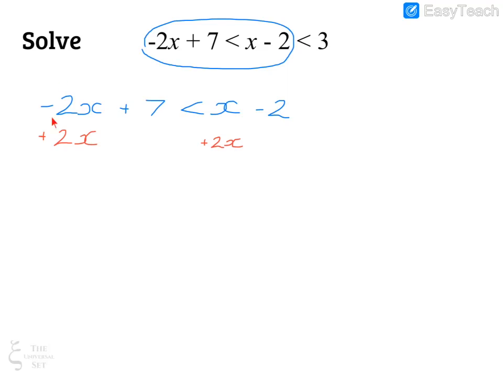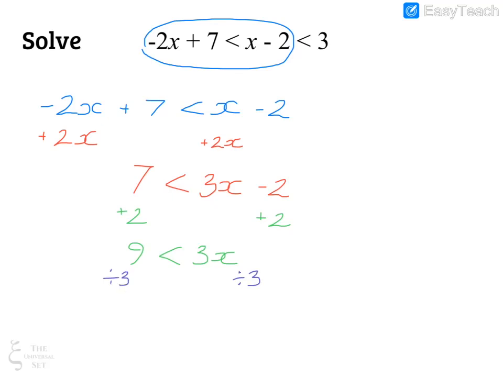So I had -2x, I've added 2x back on, so now all we've got left is that 7, which has to be less than, I've got an x plus a 2x, so that's 3x, and I've still got this -2. Cool. Next then we're going to have to add on that 2, so we add the 2 here, we add the 2 here, that gives us 9 is less than 3x. So final step, we're going to divide by 3. Divide by 3 over here, divide by 3 over here. That gives me 3 is less than x.